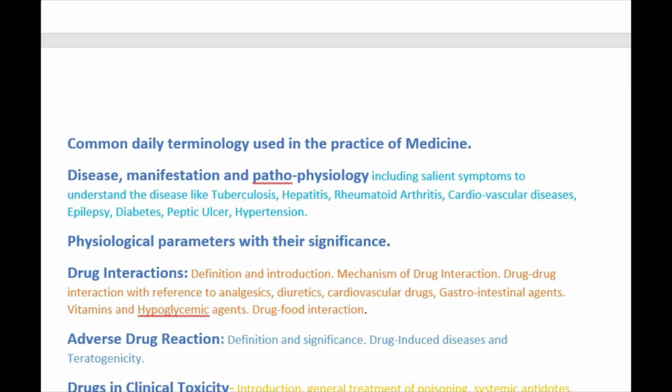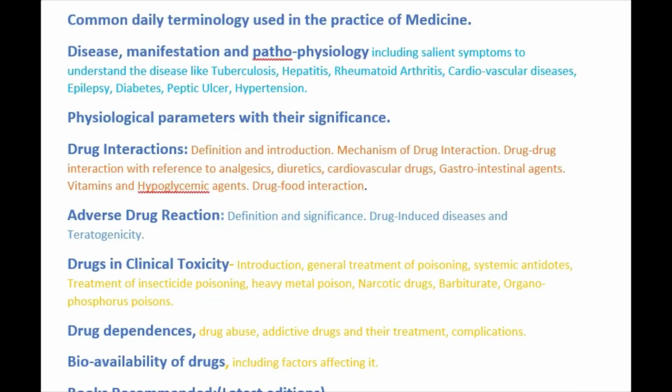Next point is common daily terminology used in the practice of medicine. Disease manifestation and pathophysiology, including silent symptoms to understand the disease like tuberculosis, hepatitis, rheumatoid arthritis, cardiovascular diseases, epilepsy, diabetes, peptic ulcer, and hypertension. Next chapter is physiological parameters with their significance. It contains the study of drug interactions, adverse drug reaction, etc.